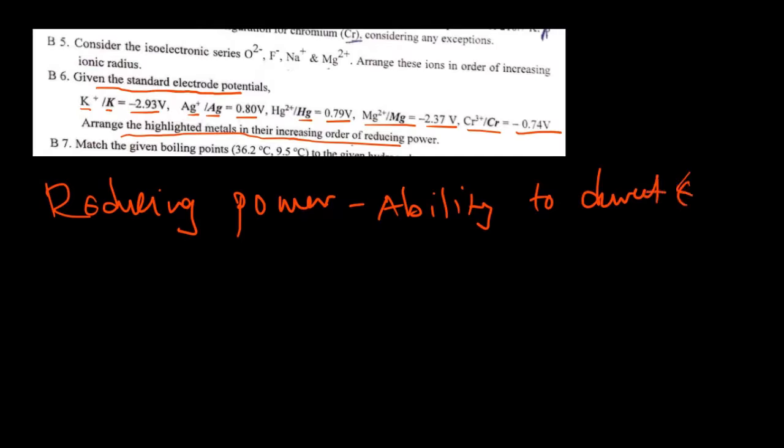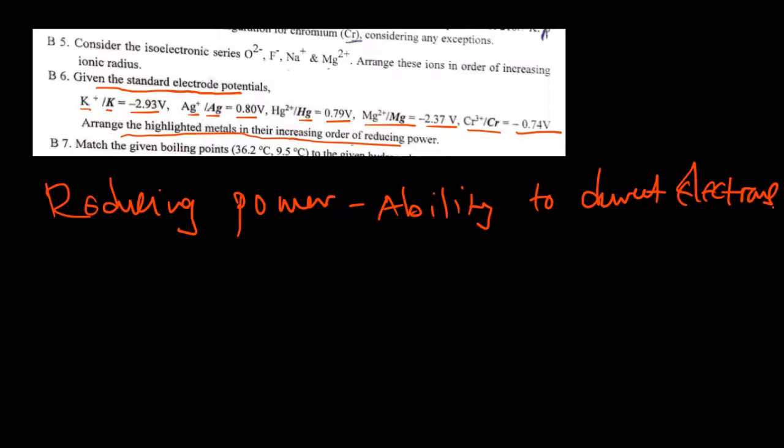Okay, so this is what we'll be referring to as the reducing power. Its ability to donate electrons is what we refer to as the reducing power. Metals with a more negative standard electrode potential are stronger reducing agents because they are more likely to lose electrons. I'll repeat that: metals with more negative standard electrode potentials are stronger reducing agents because they are more likely to lose electrons.